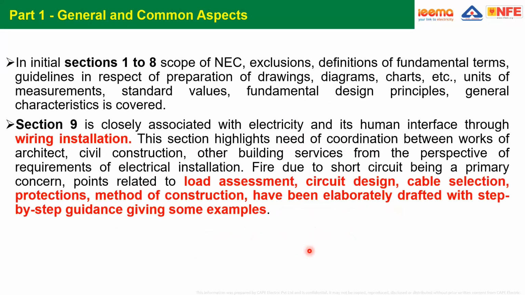Now, part 1 talks about the general requirement, general and some kind of specific common aspects. In the initial sections 1 to 8, the scope of NEC, exclusions, definitions, and fundamentals of terms. Up to 8, much technicalities are there, but informative things are there. Section 9 talks about wiring installation: how to select a wiring, how to erect a wiring, what kind of wires are required, how to coordinate between civil work, architect, civil construction, and other building services, and especially how to assess the load, how to make a circuit diagram, how to select the cable, protective devices, method of construction. All these are explained in section 9, and we call it wiring installation.